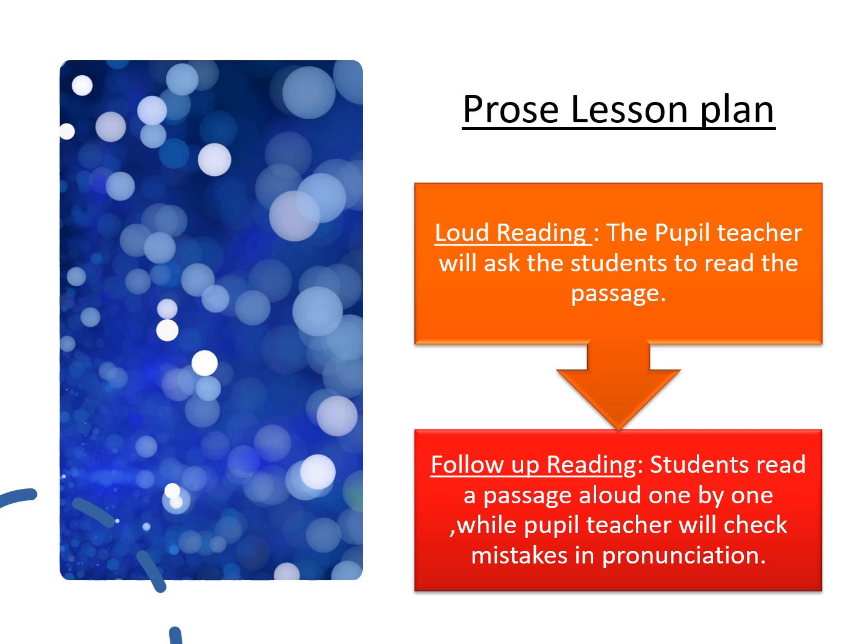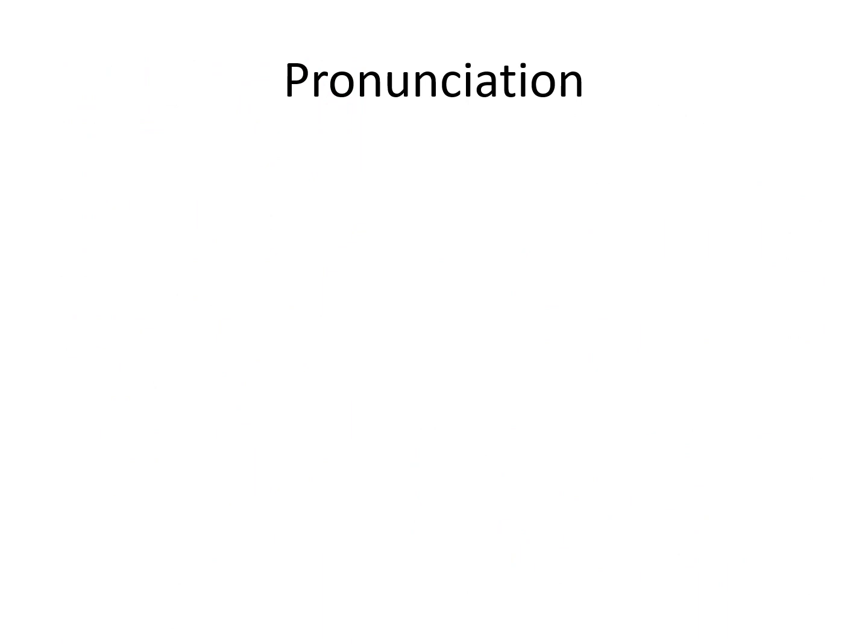Now this is another step of the prose lesson plan. Loud reading: the pupil teacher will ask the students to read the passage aloud and clear. Follow-up reading: students read the passage aloud one by one, while the pupil teacher checks mistakes in pronunciation. So with the help of flashcards or classboard, the pupil teacher will pronounce these words with correct stress and accent and then ask the students to repeat them correctly after him.